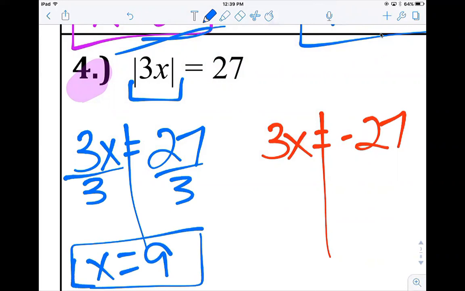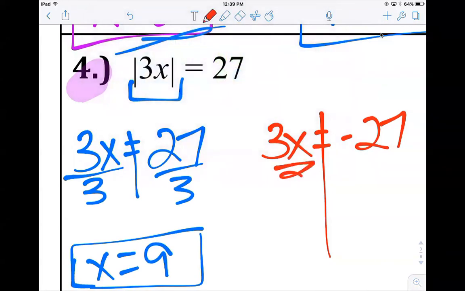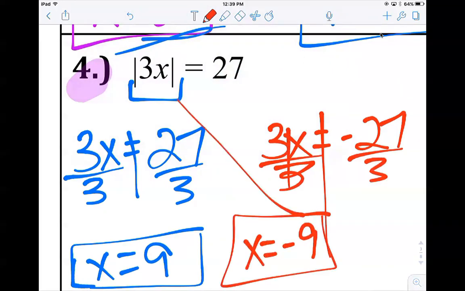And again, if you plug it back in, you take that 9 and plug it back in, 3 times 9 is 27, and absolute value of 27 is 27. So that works out. Over here, we'll do the same thing. We'll divide by 3 to get x equals now -9. And if we plug that back in, 3 times -9 is -27. But because of the absolute value bars, you get +27.